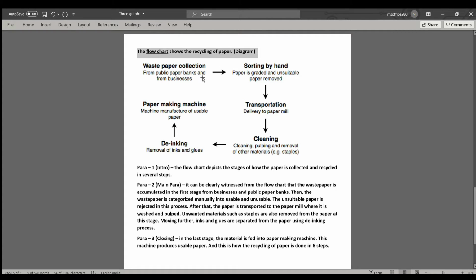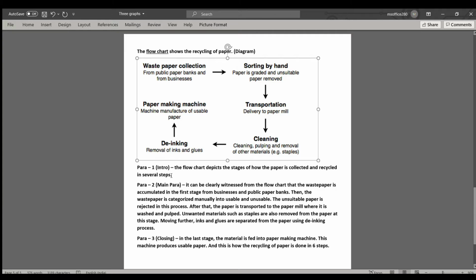So first the waste paper is collected, it is sorted by hand, then it is transported to the mill, then the cleaning happens, and then the ink is removed, and in the end you get a usable paper. So there are 6 different steps through which a waste paper is converted into a usable paper.